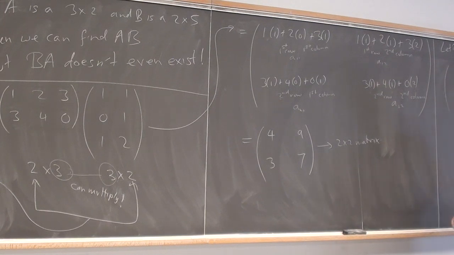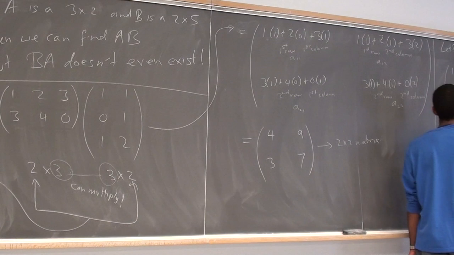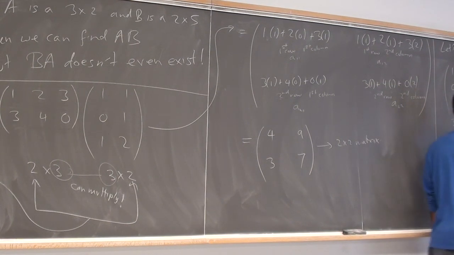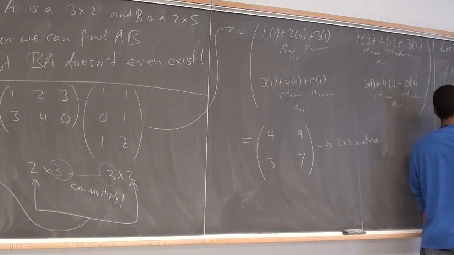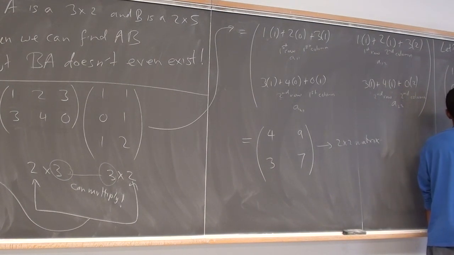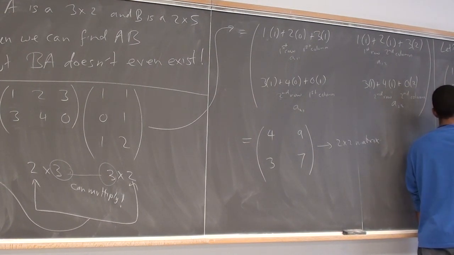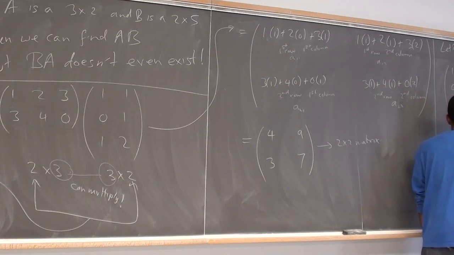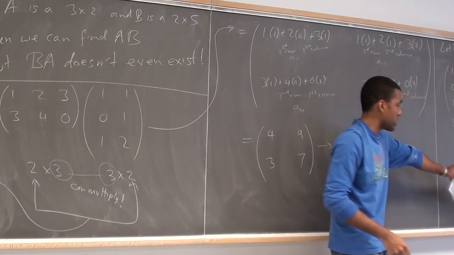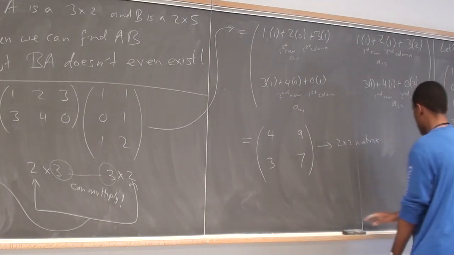Let's switch. What if I looked at it as 1, 1, 0, 1, 1, 2 times 1, 2, 3, 3, 4, 0. Then I look at the dimensions here. This is a 3 by 2. This guy's a 2 by 3. So these guys match up. We can multiply. The result is a 3 by 3. So when I actually do this multiplication, I should end up with a 3 by 3 matrix.